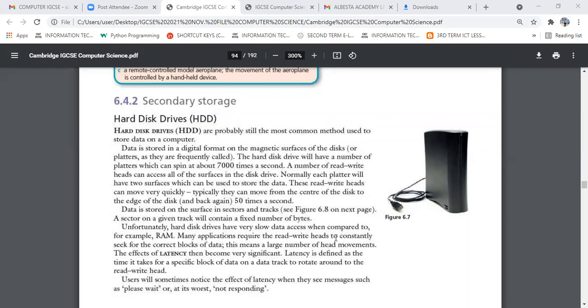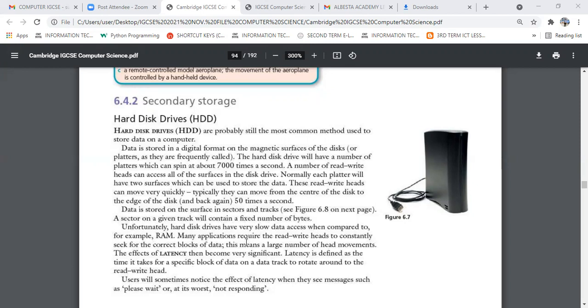So what I want you to understand here is that this hard disk drive is a storage location. Data is stored on the surface in sectors and tracks. Look at the image that is shown, okay? A sector on a given track will contain a fixed number of bytes. Unfortunately, hard disk drives have very slow data access when compared to the RAM.